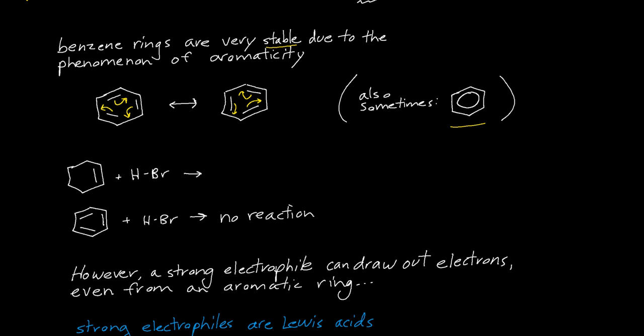Sometimes you see this, it's really gone out of fashion for the most part. You see it in older textbooks more. But the circle sort of represents the electrons circulating around. There's 6 pi electrons circulating around the ring without any break in the extended conjugation.